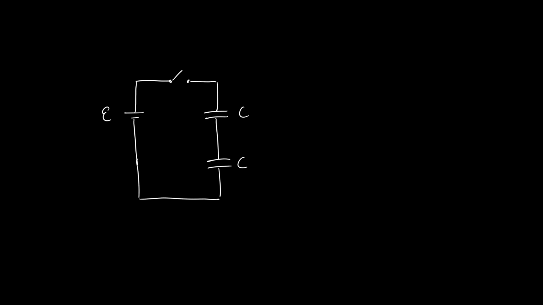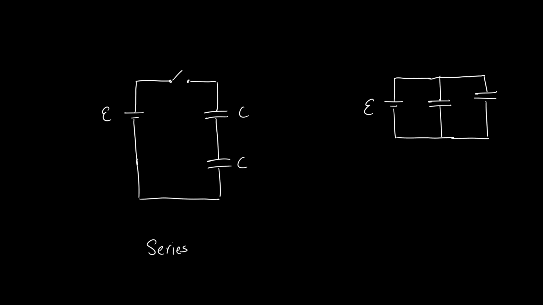So I want you to imagine a circuit that has two capacitors in it. This type of circuit is called a series circuit. The elements are in series. Not to be confused with a parallel circuit, where the elements are in parallel. So here's a parallel circuit. I didn't put a switch in there. Let's put a switch in there.